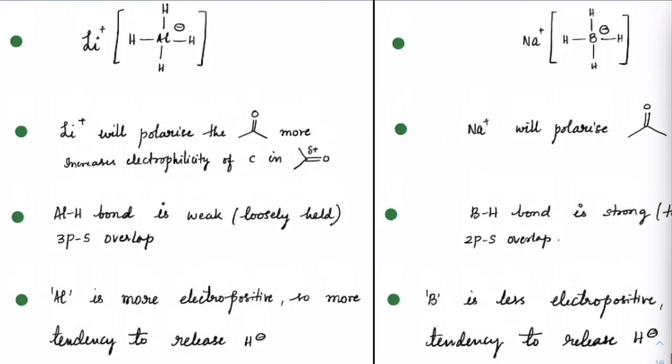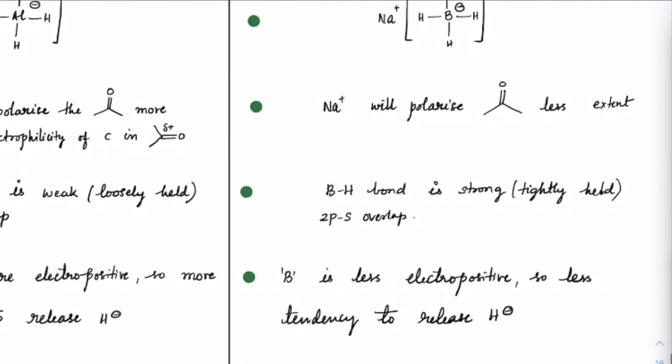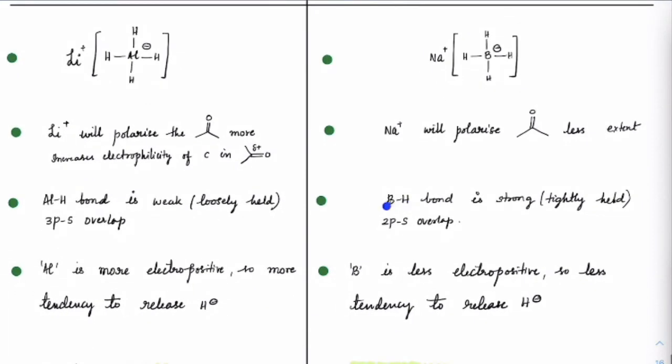Second, if you consider an aluminum hydrogen bond, that is loosely held, that means it is weak and can be easily broken. The reason being aluminum has a 3p hybridized orbital and hydrogen has an s orbital. So it is an overlap between a 3p hybridized orbital and s, correct. While if you consider B and H here, boron hydride here, it is a strong or tightly held bond, where boron 2p orbital and s orbital are overlapping.